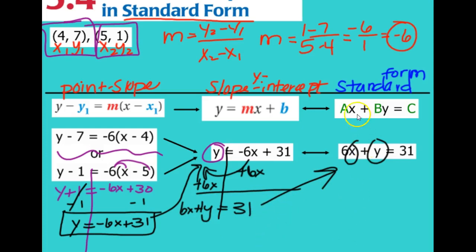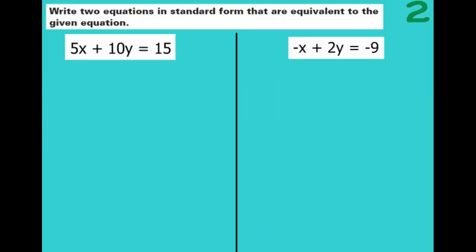The only thing about standard form that you need to be aware of is that these are all whole numbers. They're not decimals and they're not fractions. So this would be the best form. If you have one with fractions, technically yes, that's okay, but we'd like them to be whole numbers. So let's go through a couple examples. Right here, these are already written in standard form. We want 2 equations that are equivalent or equal to this equation.